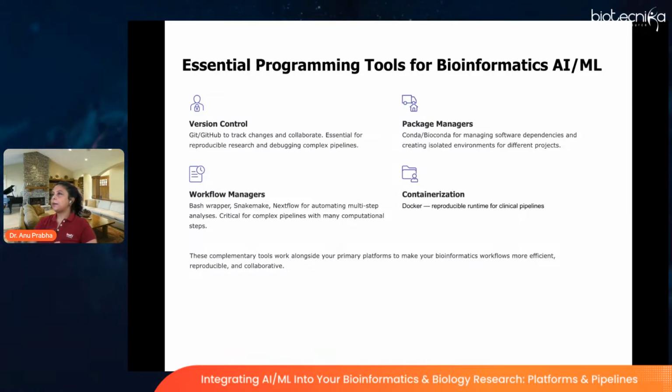Okay, so coming to essential programming tools for bioinformatics. These four are very important aspects of a product. If you think about it, there is no product if these concepts are not in place. So, version control: every time a product is made, there are going to be changes in the product, and maybe changes in the data sources that you are working with, and all these will have different versions.